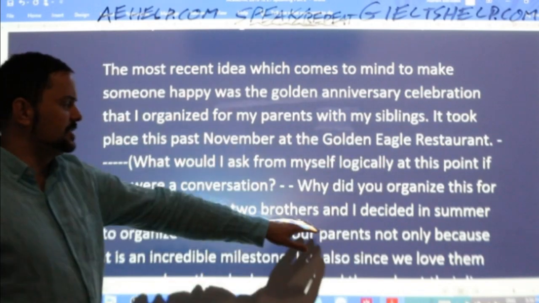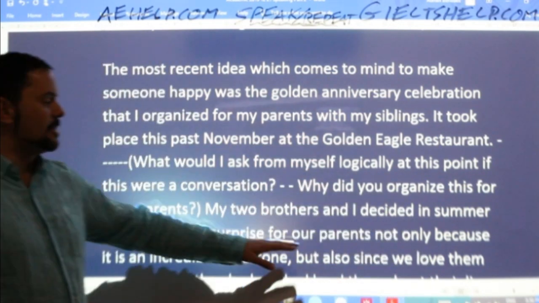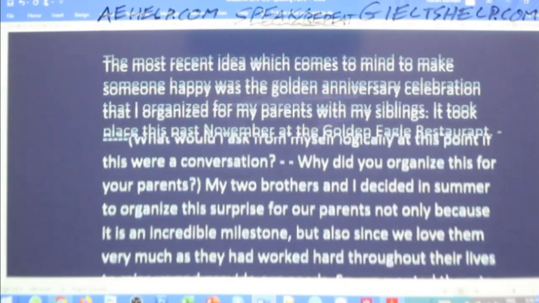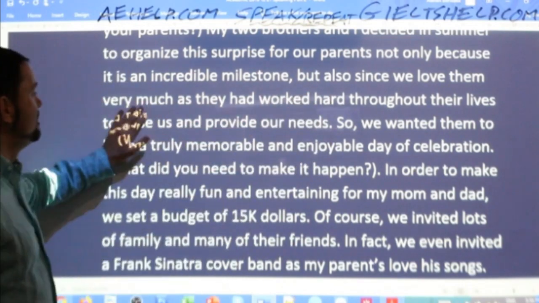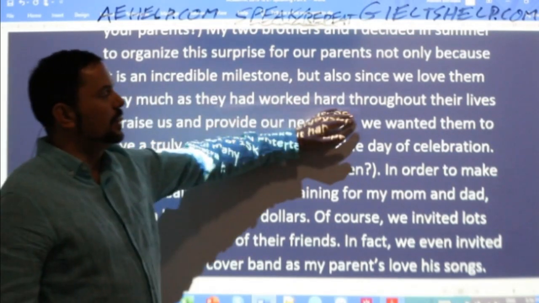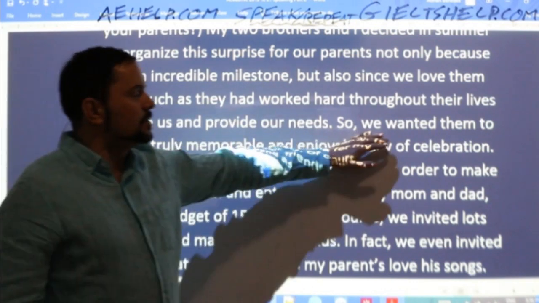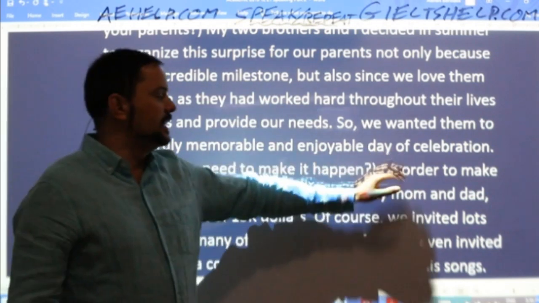My two brothers and I decided in summer to organize this surprise for our parents, not only because it is an incredible milestone, but also since we love them very much, as they had worked hard throughout their lives to raise us and provide our needs. So we wanted them to have a truly memorable and enjoyable day of celebration.